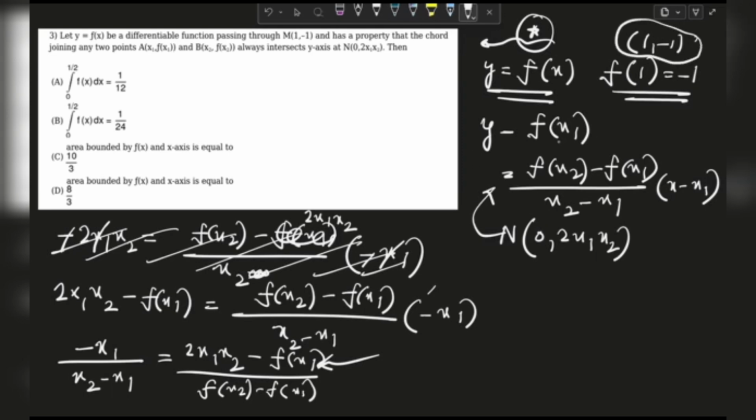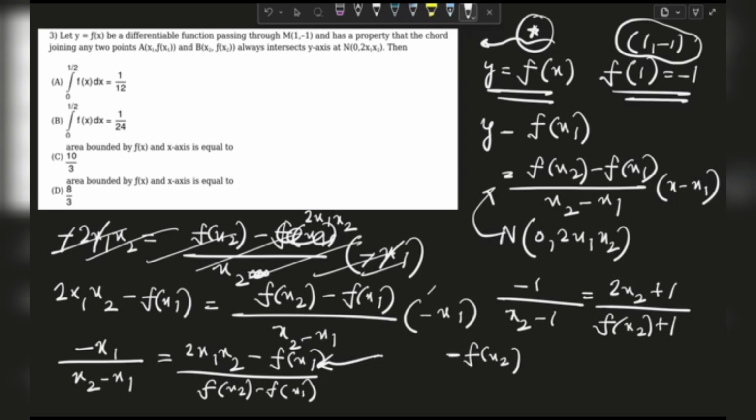Not on this, that would be wrong. I would say that f of 1 is equal to minus 1. So we are basically substituting x1 as 1. That becomes minus 1 by (f of x2 minus 1) equals (2x2 plus 1) whole divided by (f of x2 plus 1). And now if we cross multiply this, this will become minus f of x2.